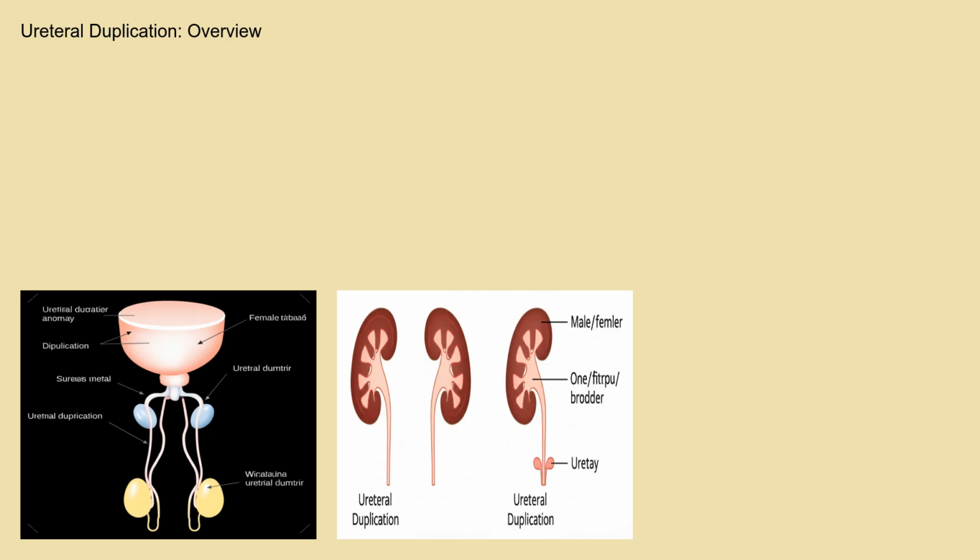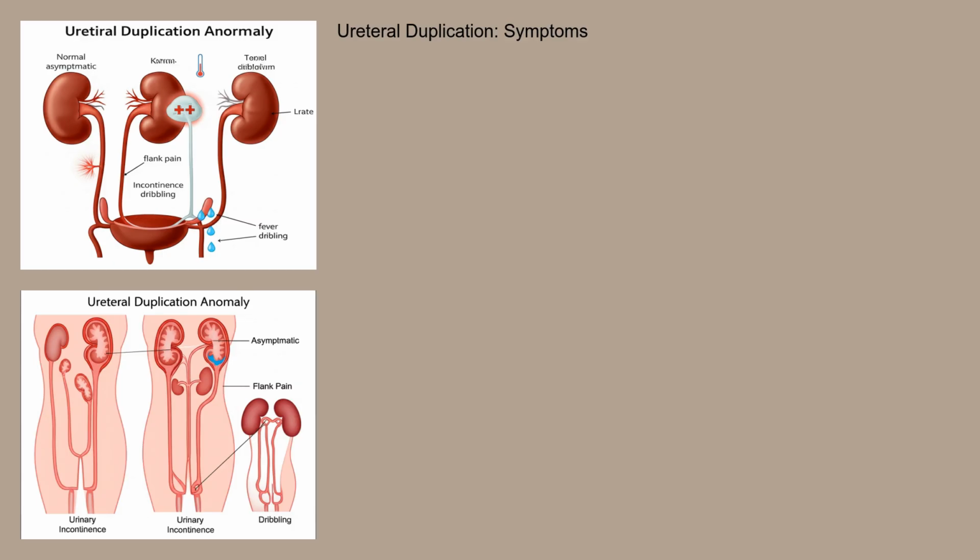Ureteral duplication is a relatively common congenital anomaly of the urinary tract, affecting approximately 0.8% of the population. It is more common in females than in males. While it can occur in any ethnic group, studies suggest there may be slight variations in prevalence across different populations. It's often diagnosed incidentally during imaging for other conditions. Many individuals with ureteral duplication remain asymptomatic throughout their lives.